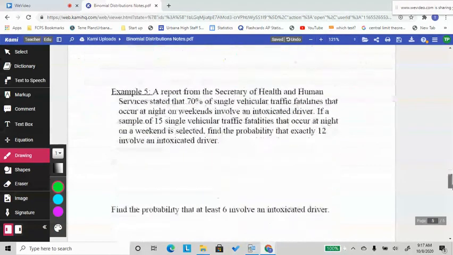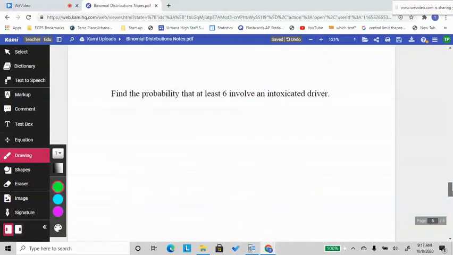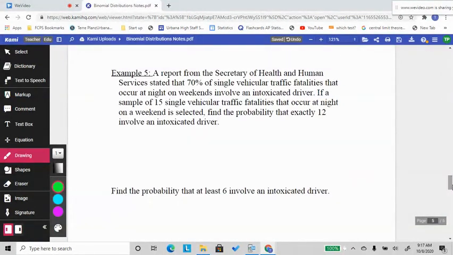All right, I think this is my last one of this type. I know this is a long video. All right, a report from the Secretary of Health and Human Services stated that 70% of single vehicular traffic fatalities that occur at night on weekends involve an intoxicated driver. If a sample of 15 that occur at night on a weekend is selected, find the probability that exactly 12 involve an intoxicated driver. So nPx.